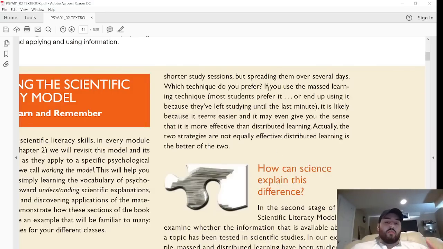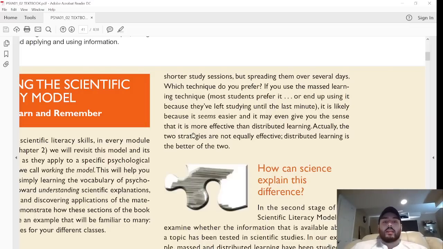Which technique would we prefer? Now, stepping away from the text here, as a former student, obviously I know that schedules can be busy, so sometimes we do massed learning. However, mass learning is not the best way to study. When you spread out your studying over different study sessions, perhaps shorter study sessions, your mind can focus and it's not anxious with trying to cram everything in. Right? So it is likely because it seems easier. It's referring to mass learning.